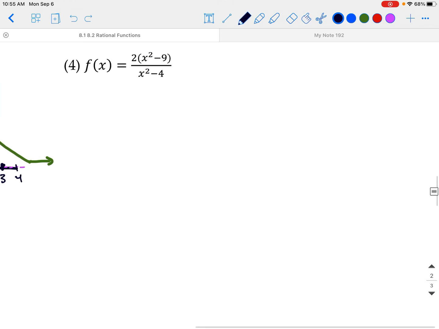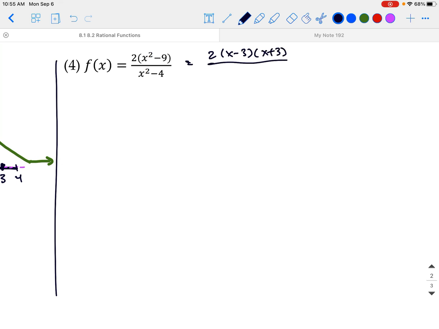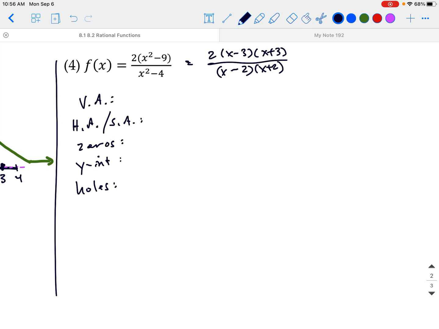So let's go ahead and look at number 4. For number 4, we've got some squared behavior now. So we have a square in the numerator, square in the denominator. Again, we'll factor this expression and then begin the same process. So you might want to pause the video here and try to graph this one on your own. So we'll see nothing cancels, so we're not going to have any holes.